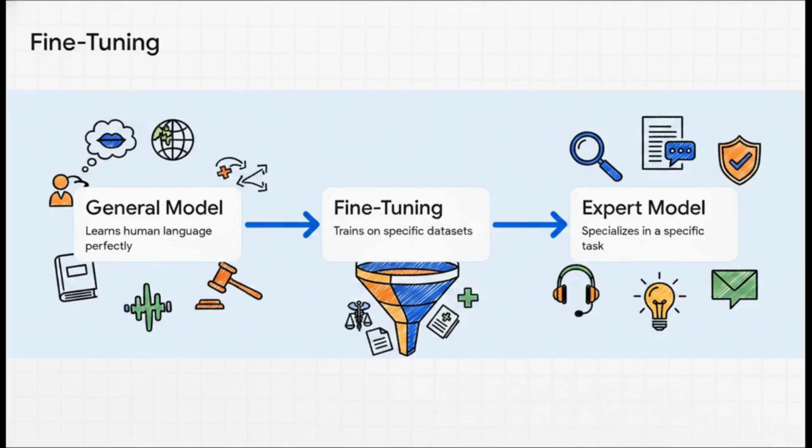So, once that massive general prediction engine is fully built, we move to a phase called fine-tuning. This is where we take the general model and train it on a much smaller, highly specific dataset. Think legal documents or maybe specialized medical records. This transforms it from a general conversationalist into a highly accurate, specialized expert.